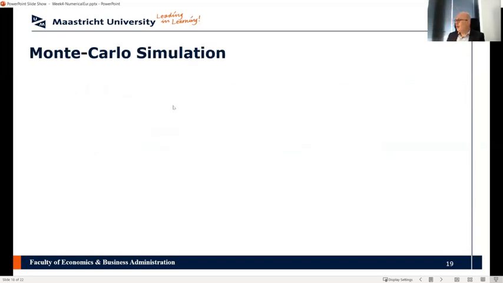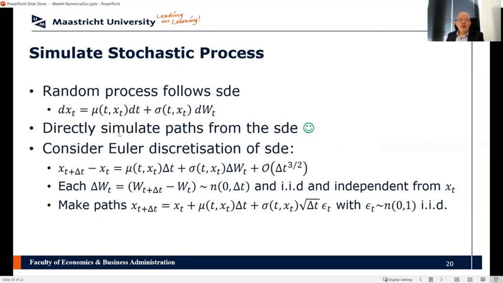The last block that I'm going to be talking about is Monte Carlo simulation. Monte Carlo simulation has yet another starting point. With Monte Carlo simulation, you basically start directly from the stochastic differential equation. So suppose that my underlying driver follows the stochastic differential equation.